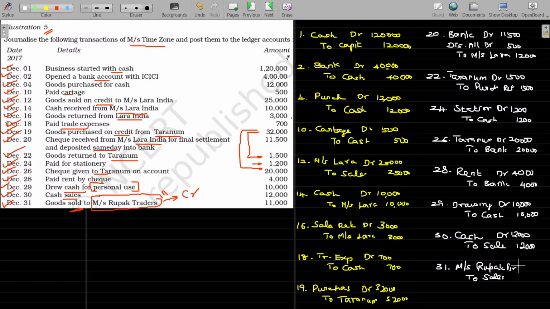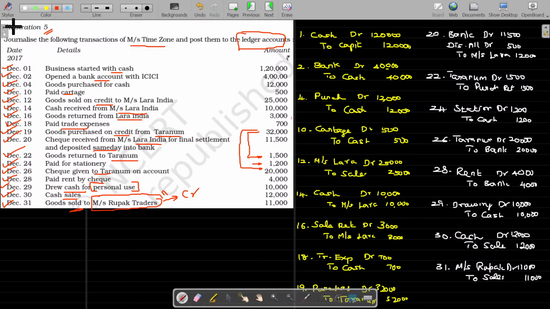So if you are strong with the journal entry preparation from the earlier working, now our focus is only to post that into the ledger account. That will be the main thrust in illustration number 5. I have completed posting the journal entries. This is called journalizing. After completing the journalizing, the next step is posting that into the ledger. Ledger posting.